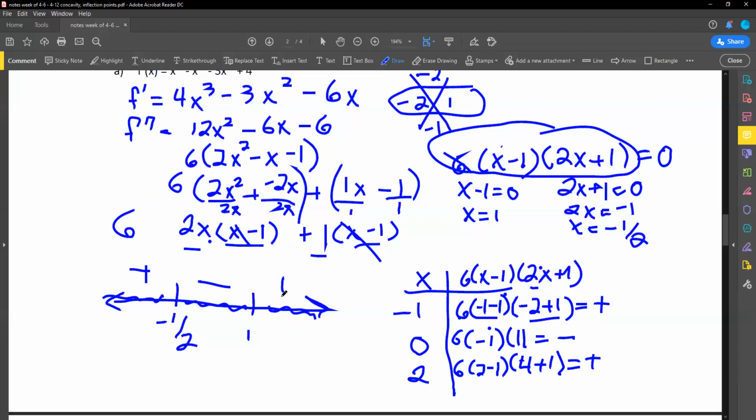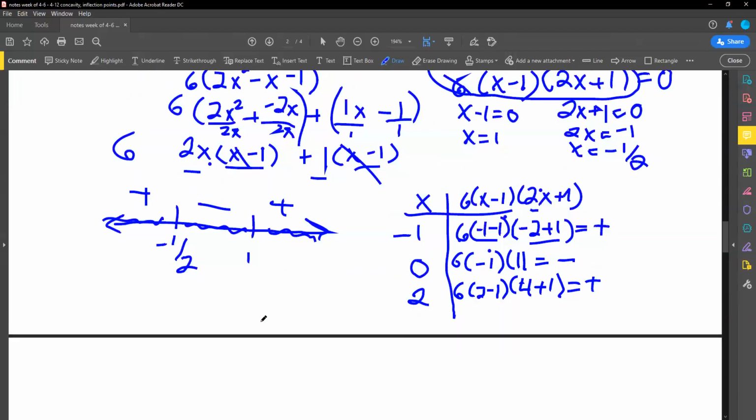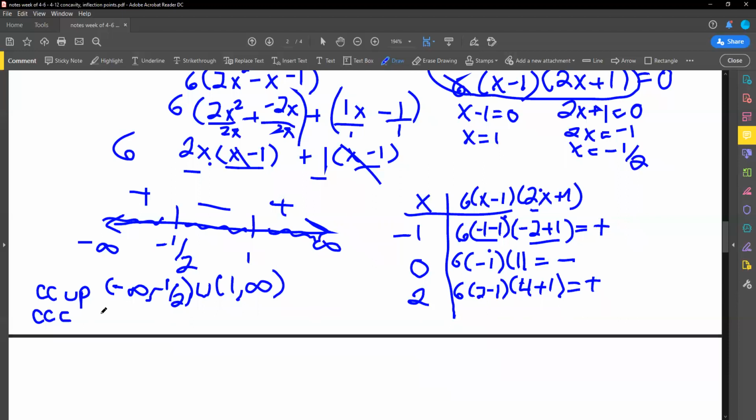So this tells me that the function is concave up where the second derivative is positive. Remember, this is negative infinity and this is infinity. So it's concave up from negative infinity to -1/2, or, they use a little union here, sometimes they do, sometimes they don't, it doesn't matter, or from 1 to infinity. Okay, so that's where it's concave up. It's concave down where the second derivative is negative. So that's from -1/2 to 1.